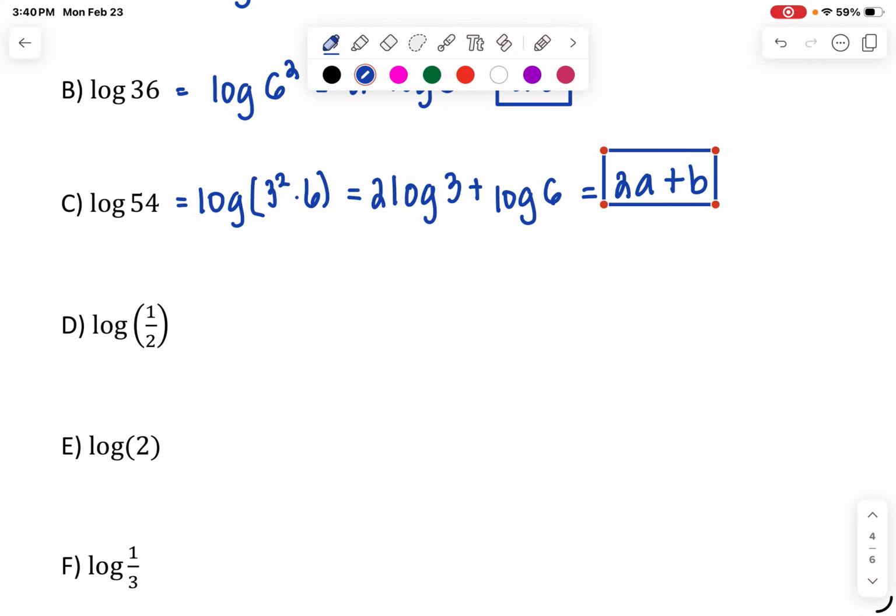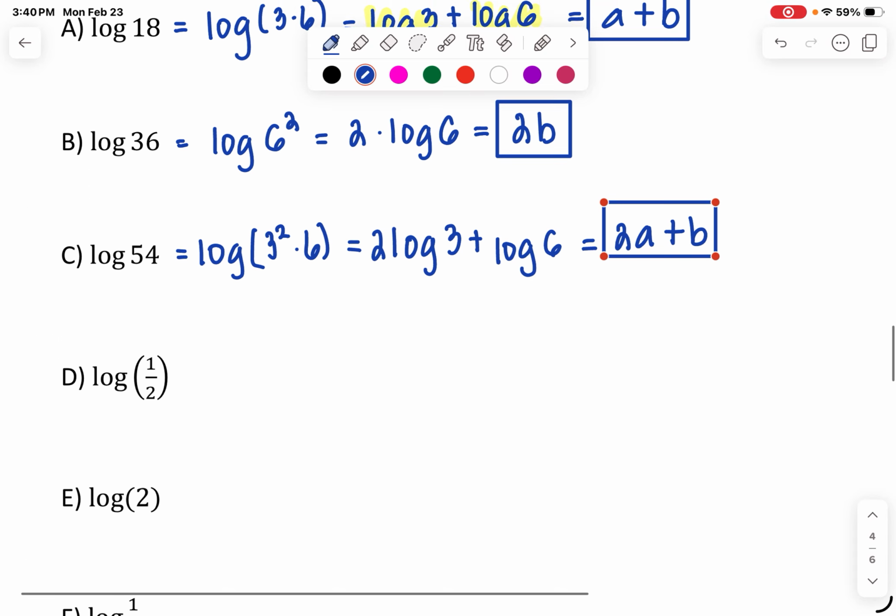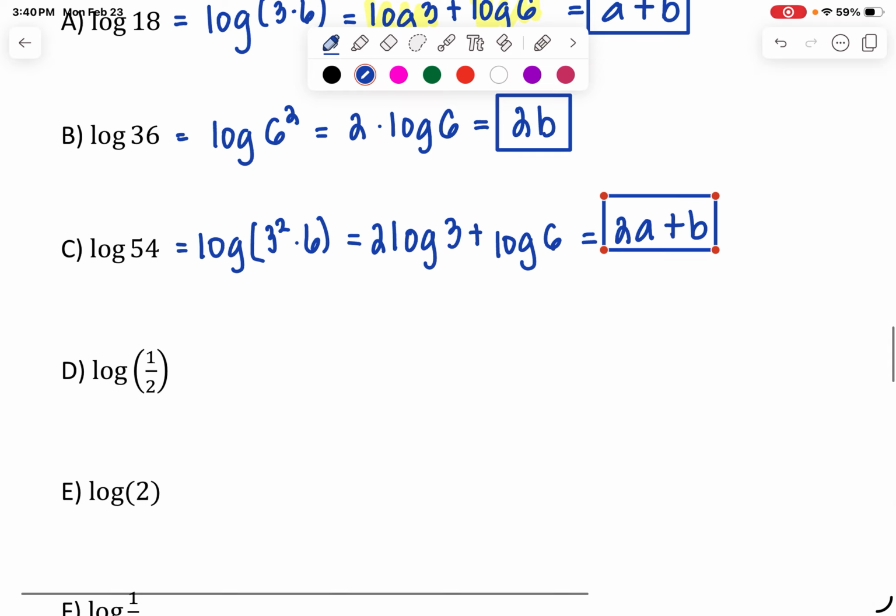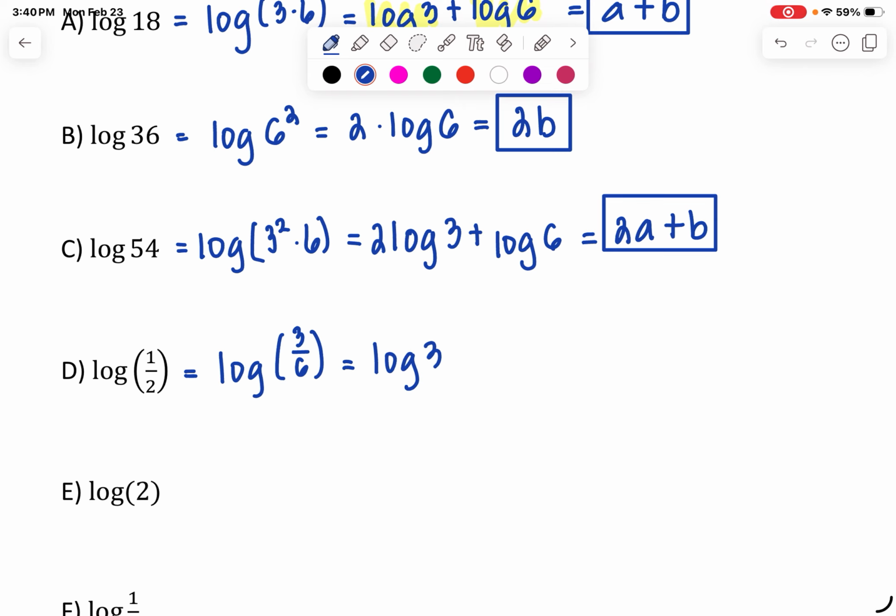This one right here, 1/2. So how can I use a 3 and a 6 to get a half? I got it. So this is common log of 3 divided by 6. And then I can do common log of 3 minus common log of 6, which is a minus b. Most common wrong answer, a divided by b, right?